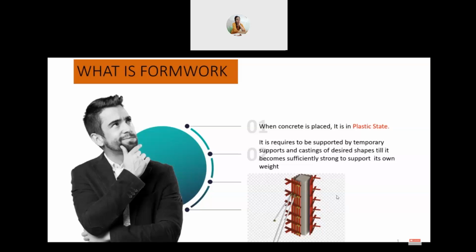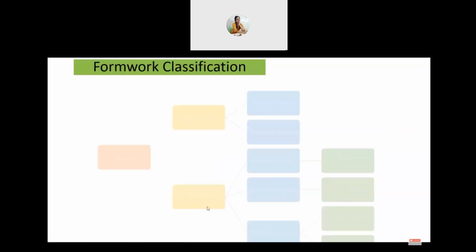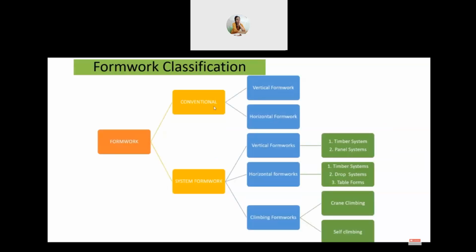So next we will understand the classification of formwork. I classified it based on my knowledge. So formwork first is conventional and system. Conventional means without any proper design, they will use wooden or steel formwork or this type of formwork. In conventional formwork, there are two types, vertical and horizontal.